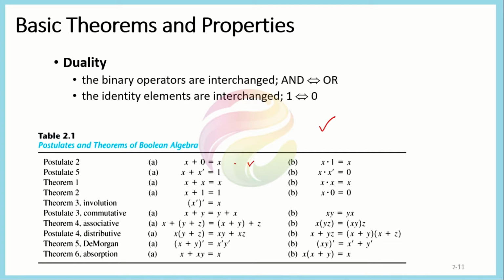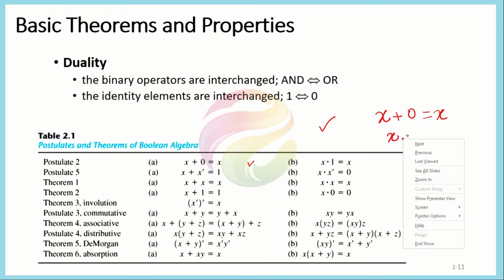And similarly, if we want to know what its dual equivalent is, first we write the equation x plus 0 is equal to x. First we need to change the operators. So we will have a dot here, replacing the plus. Now we have to change this 0 with 1. This will result in x.